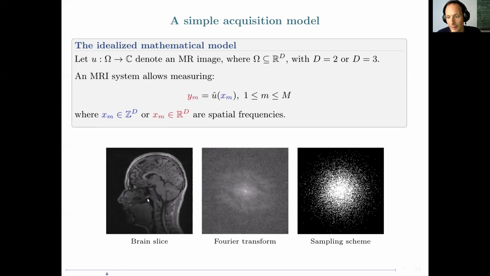Okay, so here is an illustration. You have a brain slice, its Fourier transform, and the sampling scheme. So the white dots are dots that will be sampled. They correspond to the xm. And typically, you would expect to sample the K-space center more densely than the outer part.